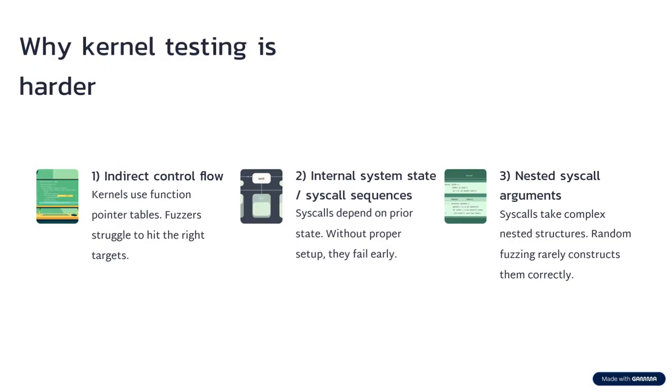Okay, so I'm going to talk about some of the three main challenges that I'm picking out to talk about. While testing the kernel, the first one is indirect control flow.